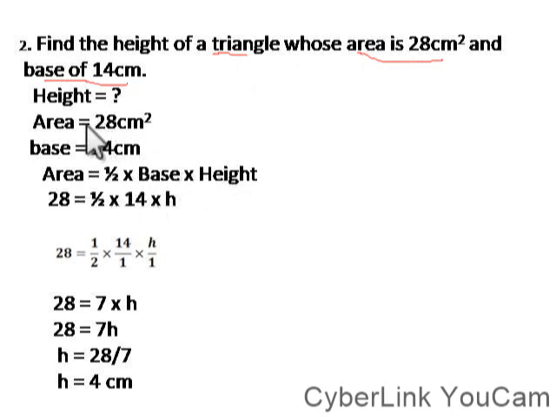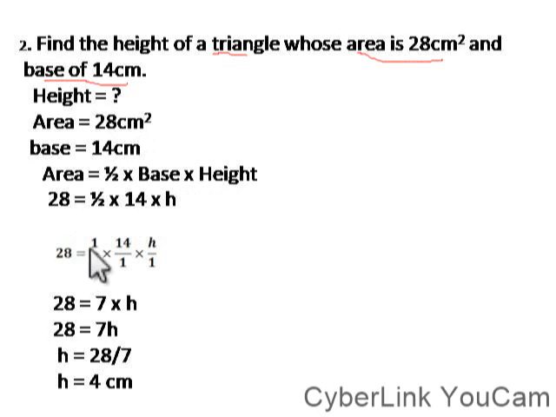In the formula, the area is being given to us, so in place of the area, we write 28, equal to half times the base, which is 14, times the height, which is what we are looking for. So we bring down our h.